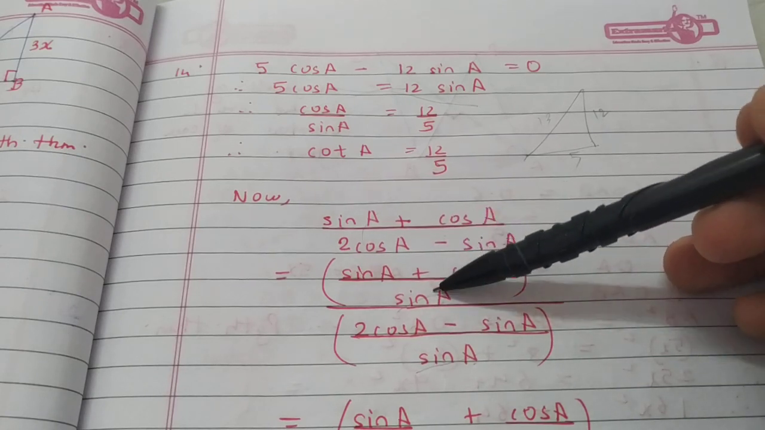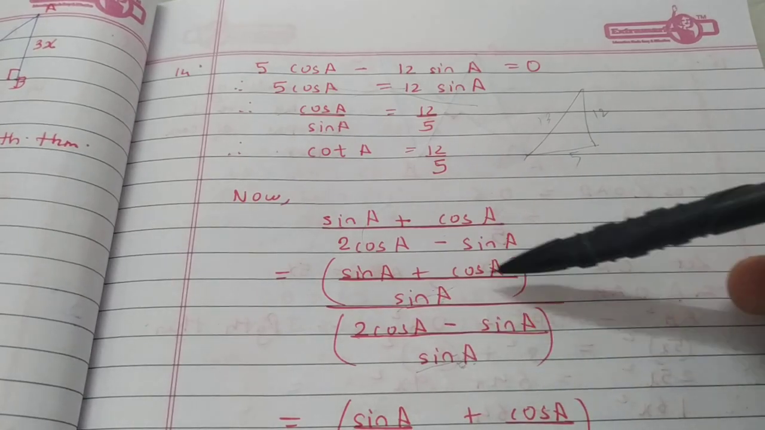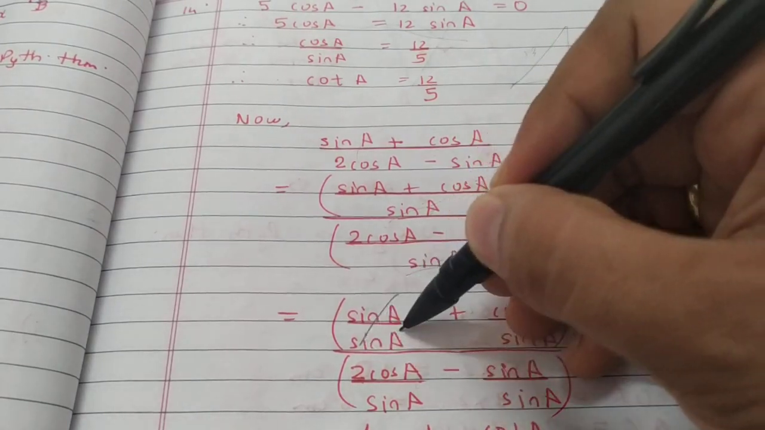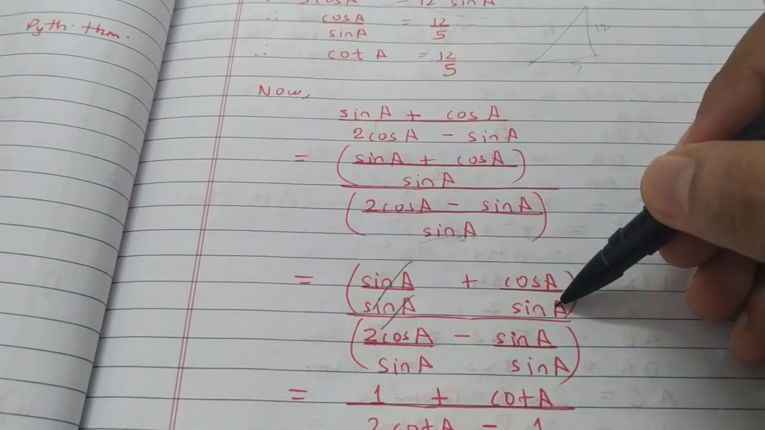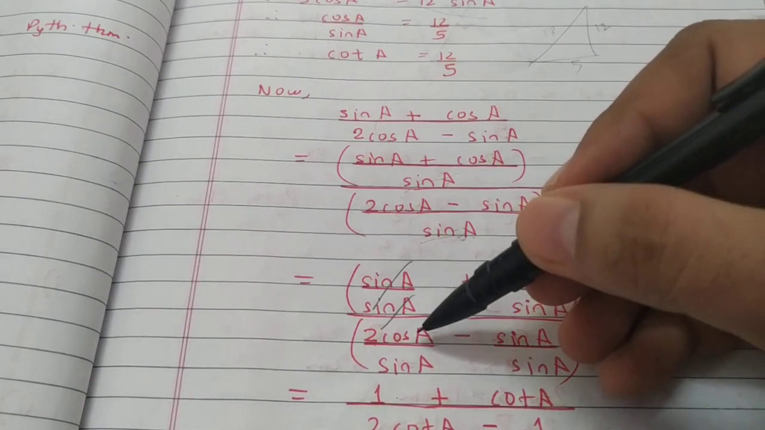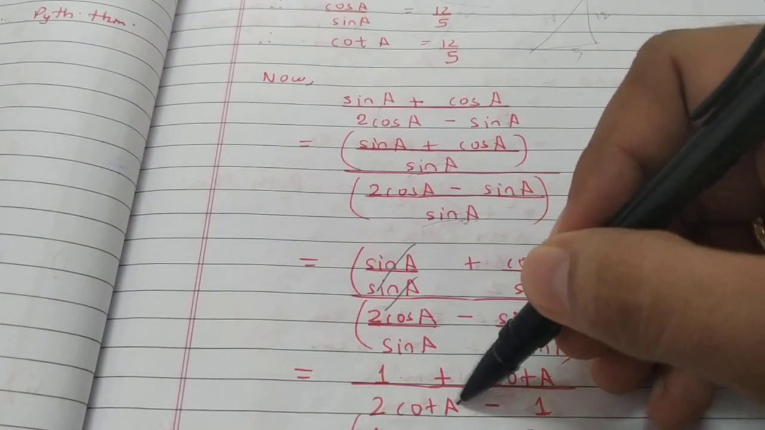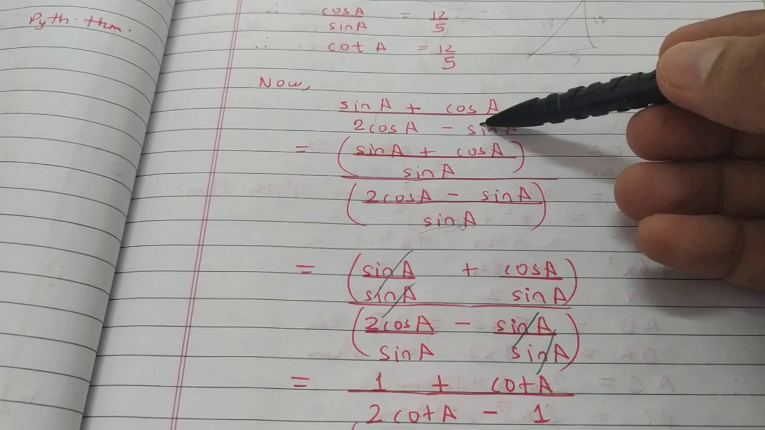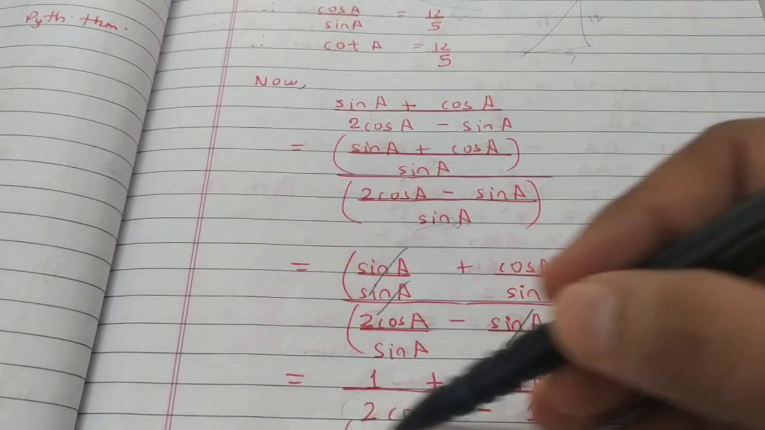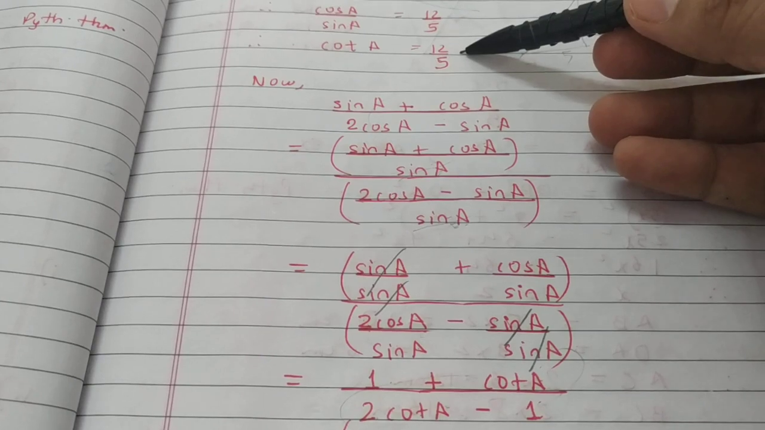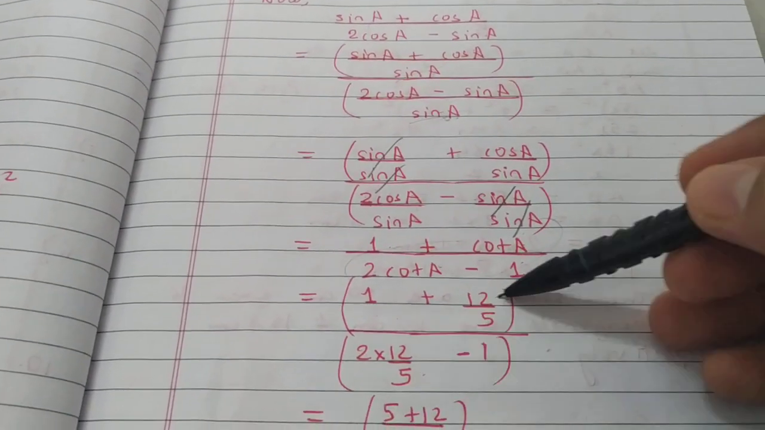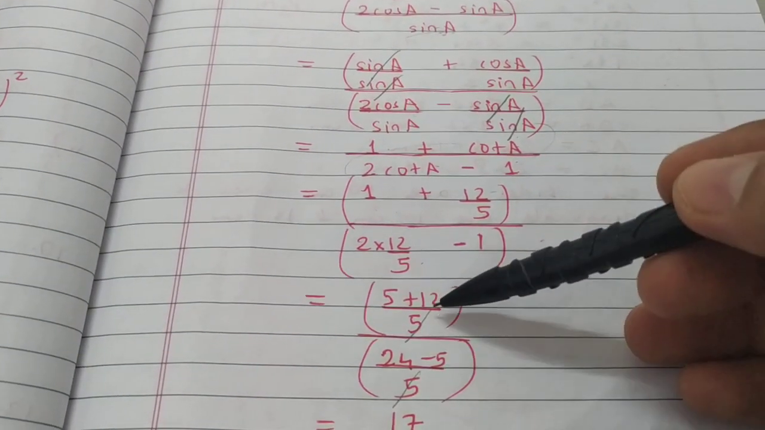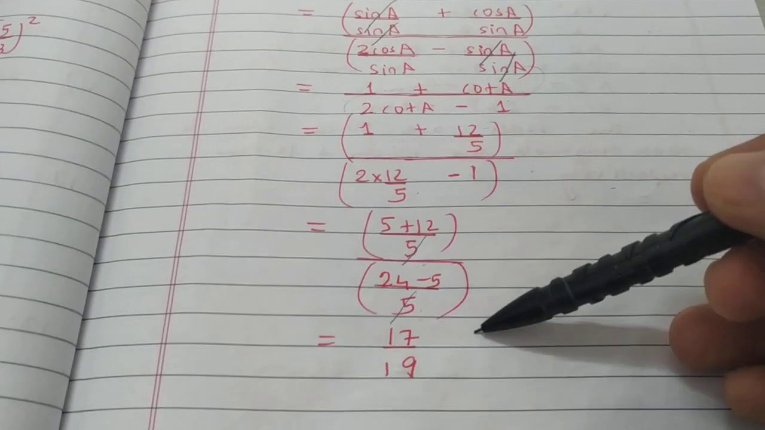But the beauty of dividing this by sin a is that after we split the numerator terms and the denominator terms, see what happens. Sin a gone, so that is 1. Cos a upon sin a is cot a. Again, in denominator, cos a upon sin a is cot a. 2 remains as it is. And sin a cancelled, so -1. So see, I have converted the question into this format. All I need is cot a's value, which I already have, 12 upon 5. So now substitute the value of cot a. And now this is normal fraction sum, LCM, the denominators get cancelled. So final answer is 17 upon 19.